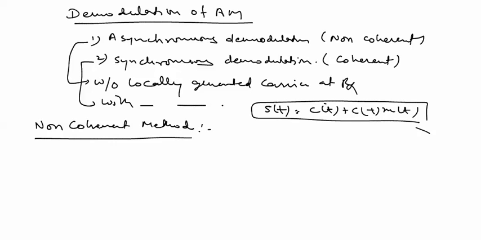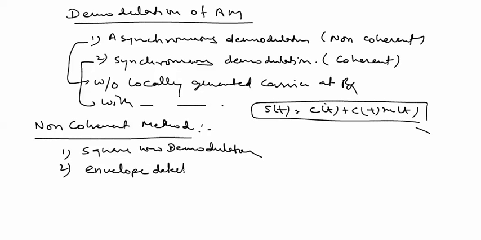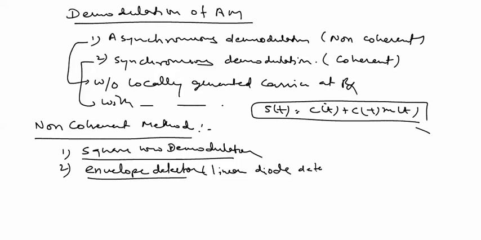So we use two ideas to demodulate: the square law demodulator and the envelope detector, also called the linear diode detector. Square law demodulator and linear diode detector. First we start with the square law demodulator.